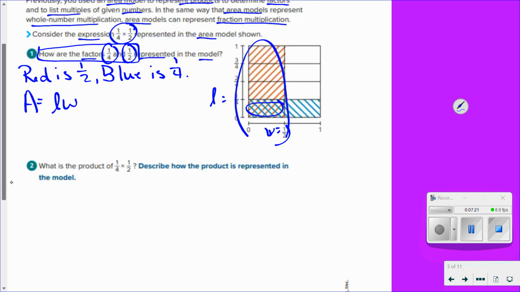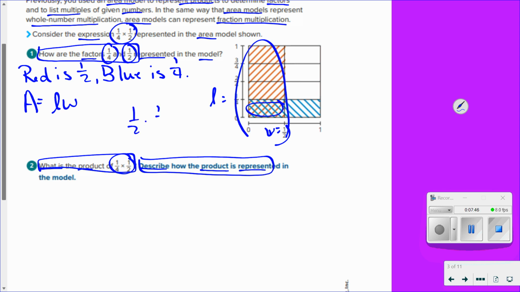Okay, now, what is the product of 1/2 by 1/8? So there's our question. Describe how the product is represented. So we have a task as well as a question. So first off, mathematically, what is 1/2 times 1/8? Does anybody know what that answer is? Zanila? It is 2/8. No, not 2/8. 1/8. Okay? So 1/2 times 1/4, actually let me write it the way they did it. 1/4 times 1/2 equals 1/8. How is that represented in our model?